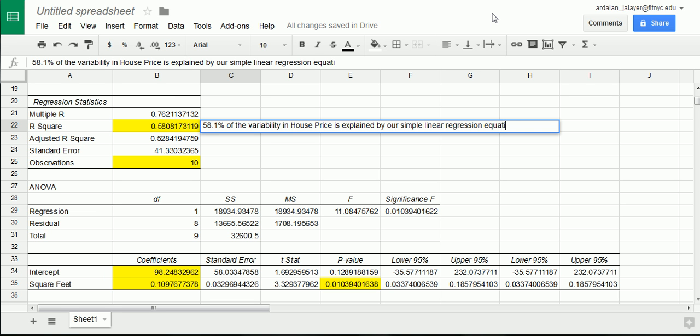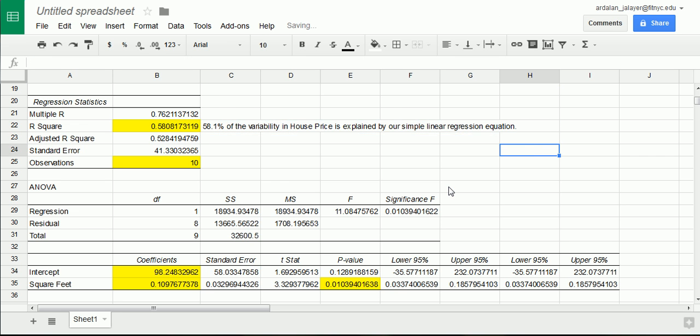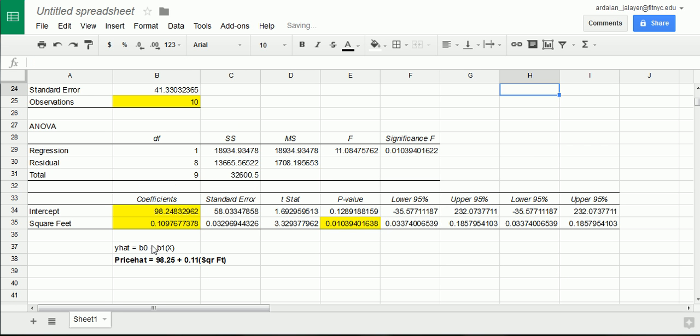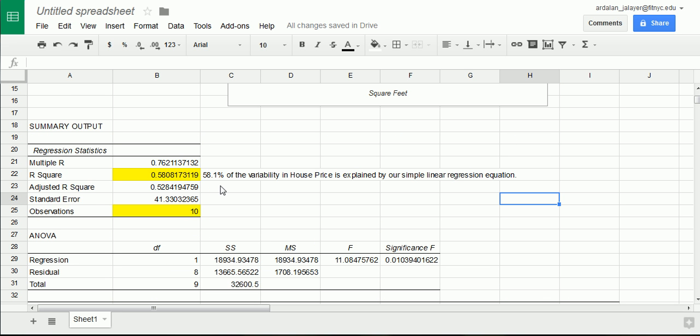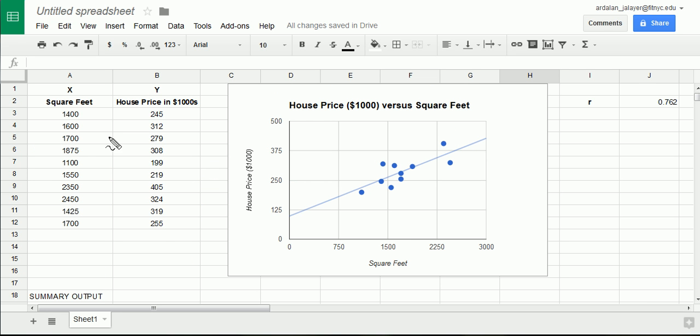And when I say by our simple linear regression equation, I am talking about this guy that we got in the very first step after we used Excel Miner, where we pulled the coefficients out and we put them all together in the form of the equation. Y hat equals B0 plus B1 times X, right? So it turns out that 58.1% of the variability in house prices, so obviously just take a look at house price alone. Obviously there's variability in house prices, even in this one neighborhood.